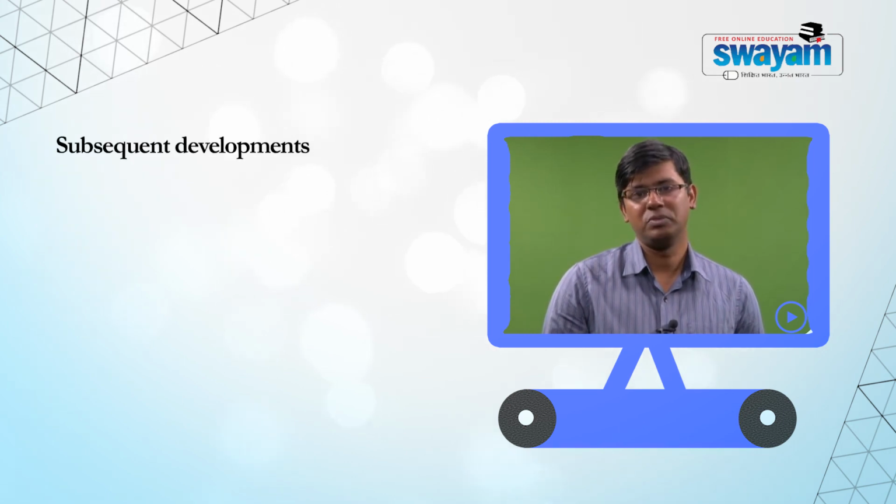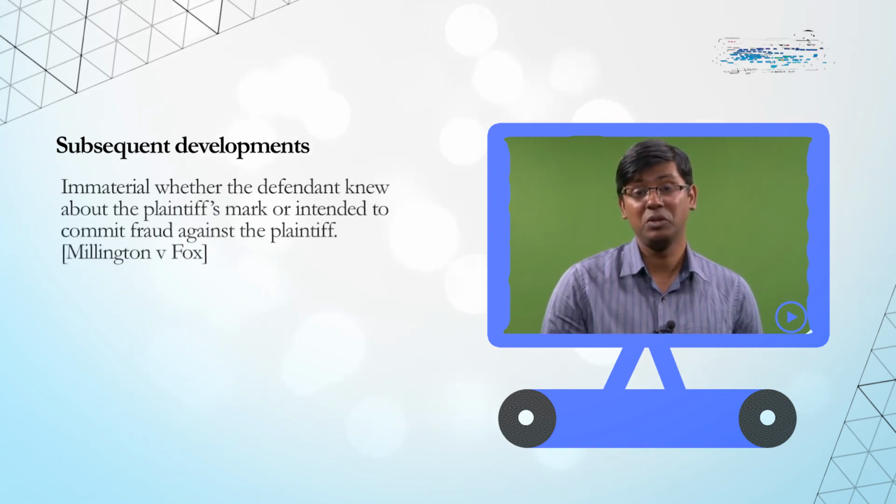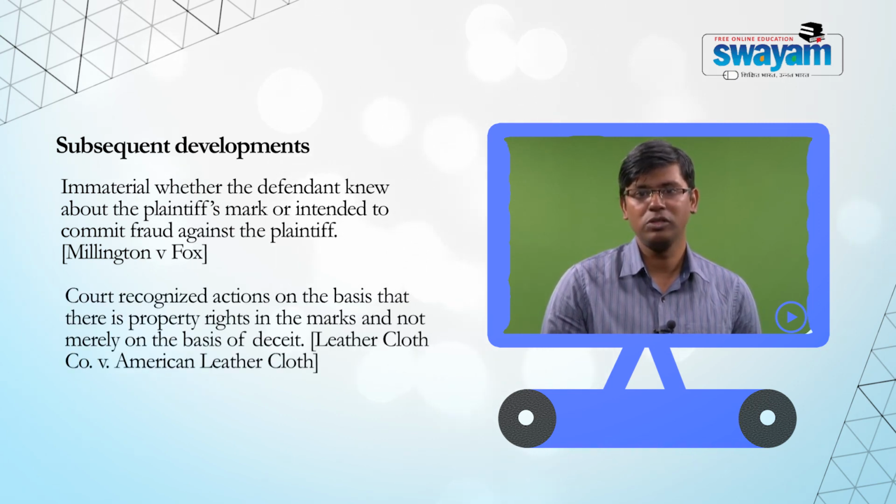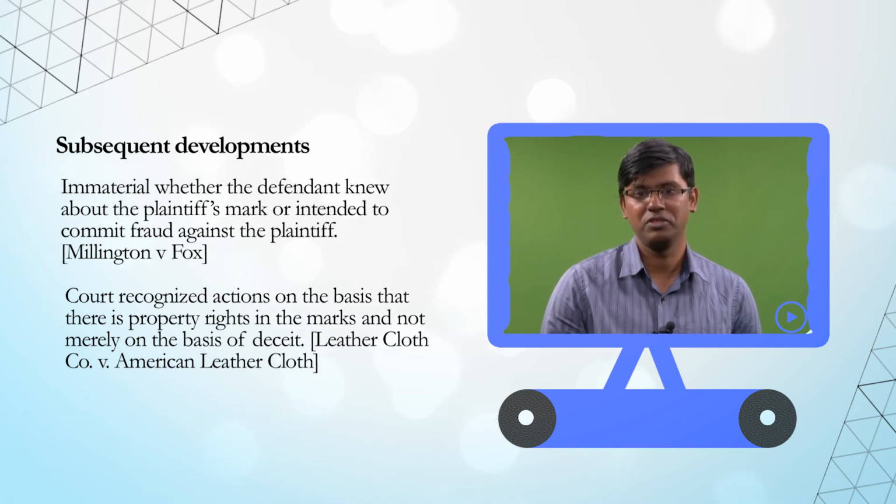Subsequent developments were also found wherein it was immaterial whether the defendants knew about the mark's existence or not. That is, if a mark had gained reputation and the defendant used that mark, regardless of whether he knew that it existed or not, would be immaterial. This was covered in Millington versus Fox. Subsequently, courts also recognized actions on the basis that there is property rights in the marks and not merely on the basis of deceit. This was recognized in Leather Cloth versus American Leather Cloth.